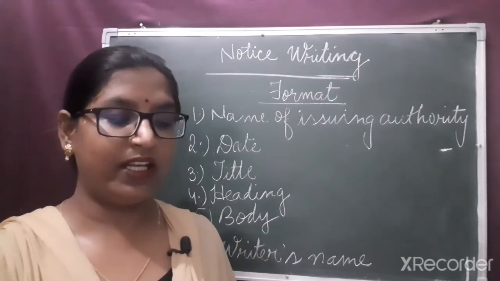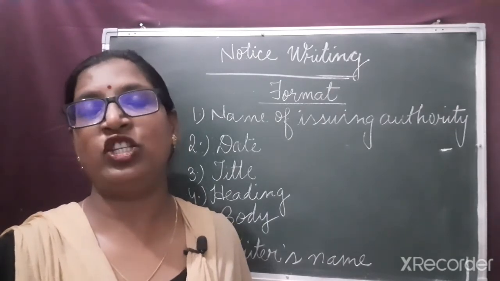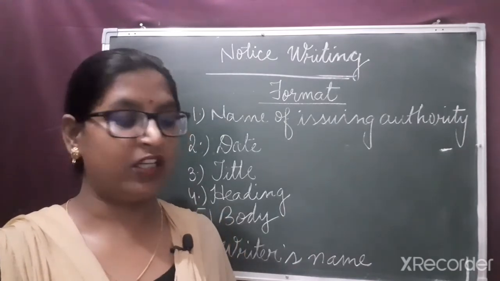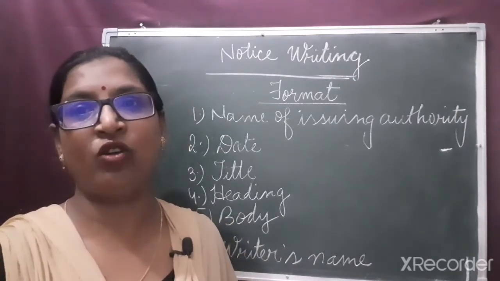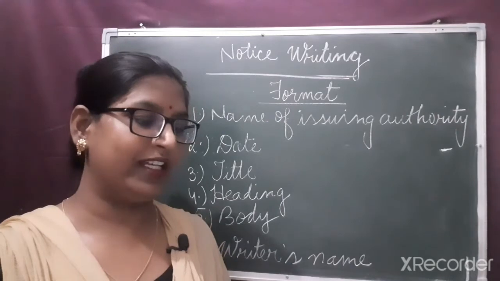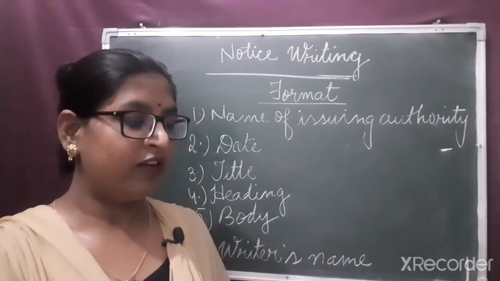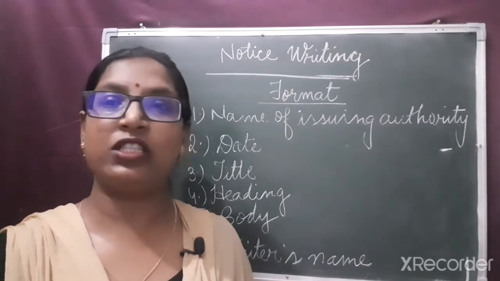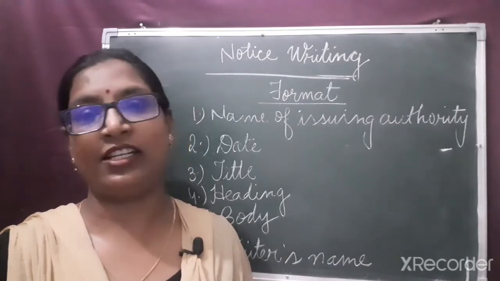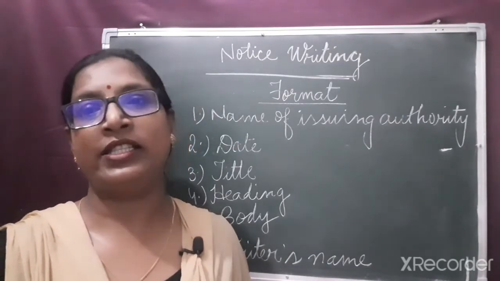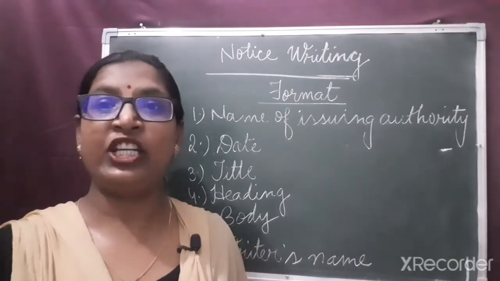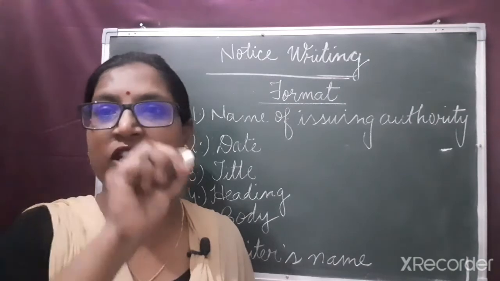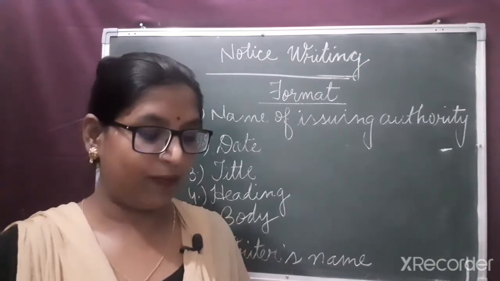The first one is the name of the issuing authority, the one who is issuing the notice. We write the name of the organization or the authority. Right at the top, we write the name of the person or organization that is issuing the notice. It should be written in the center of the box at the top.